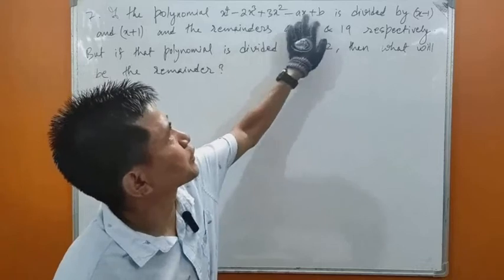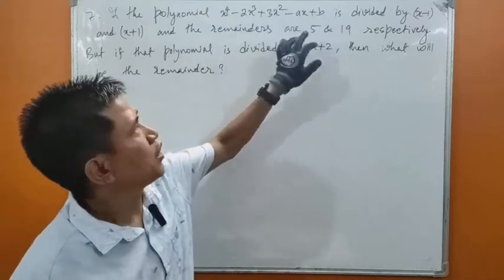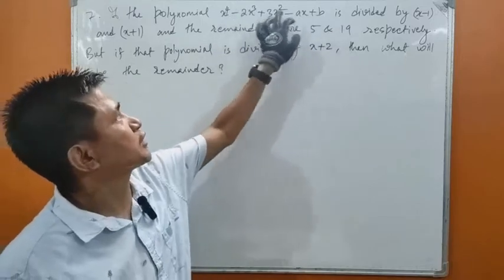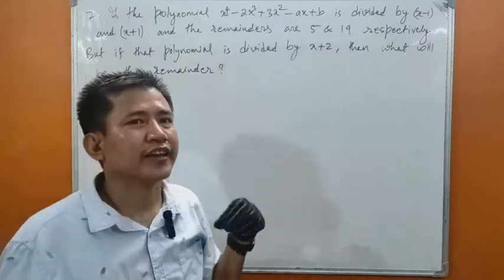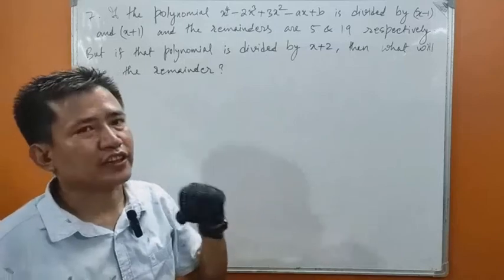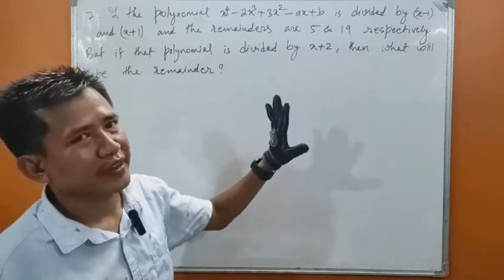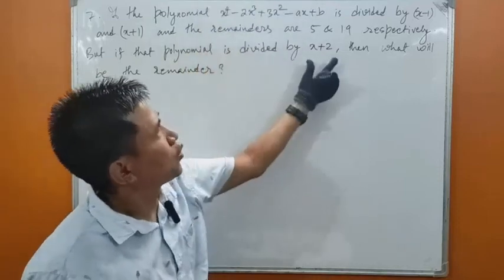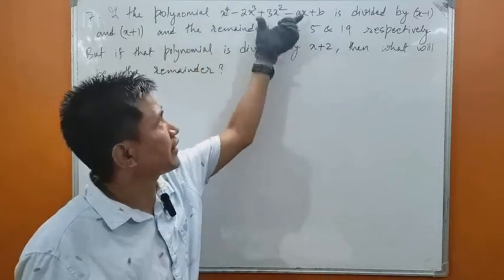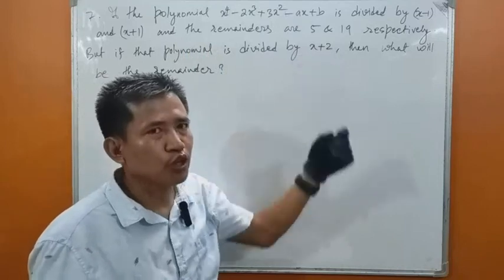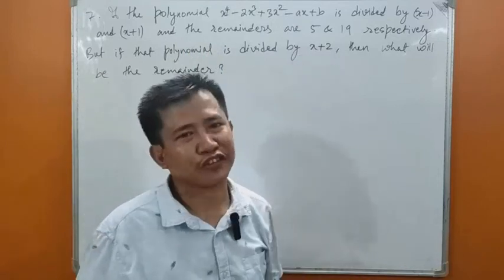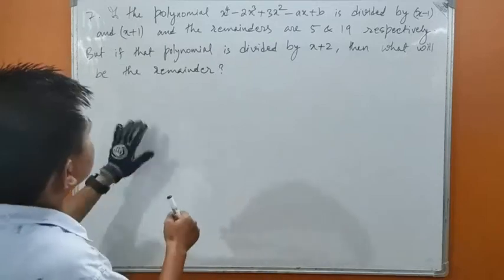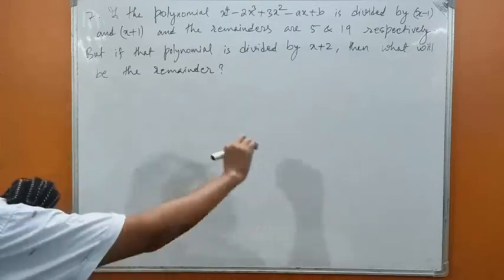From equation 1 and 2, we calculate the value of a and b, and we put those values in this expression. When we put the values of a and b in this expression, it will have only the variable x and numbers, no a and b. Then when we divide that expression by x plus 2, we get a remainder, and that is what the question is asking. Let's begin. I hope you understood the question. Okay, let's move.